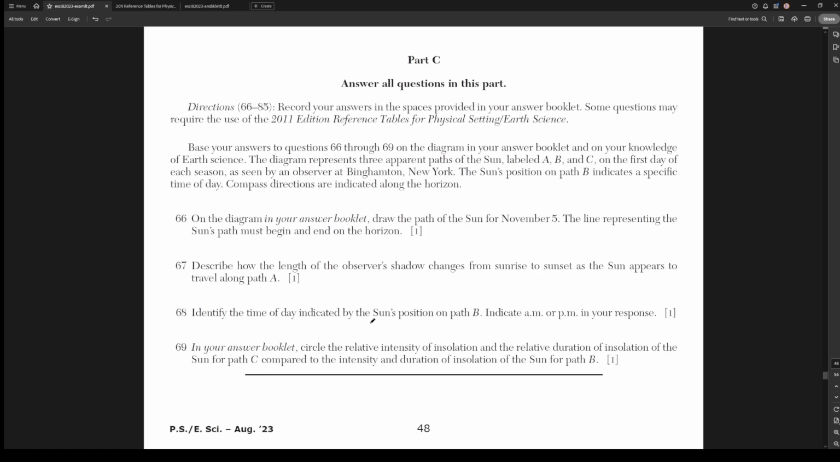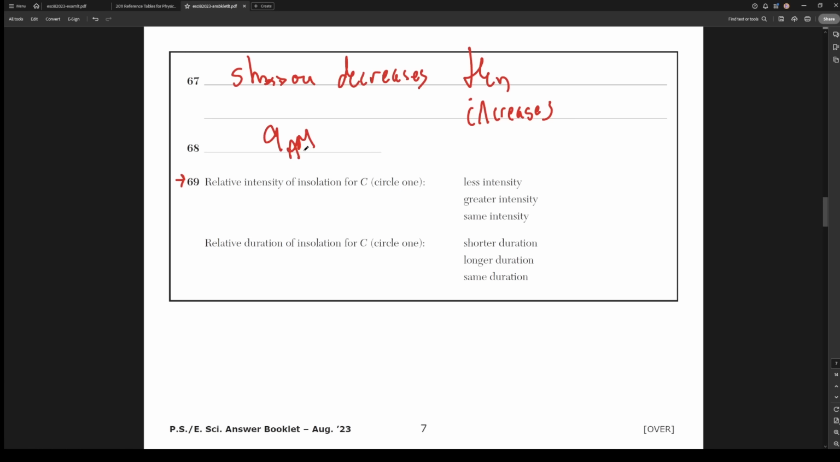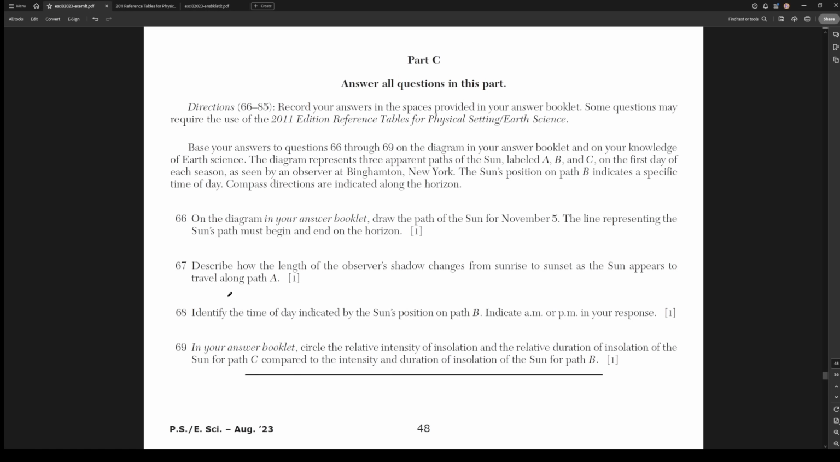Okay, 68. Identify the time of day indicated by the sun's position on path B. Use AM or PM in your response. Here's path B. Okay, so if this is the equinox, you have to know how to assume this. This is 6 a.m. This spot here is 6 p.m. This is 12 p.m. right at the top, because it's a 12-hour day. So this is probably 9 a.m. I mean, 9 or 10. I would put 9 a.m.